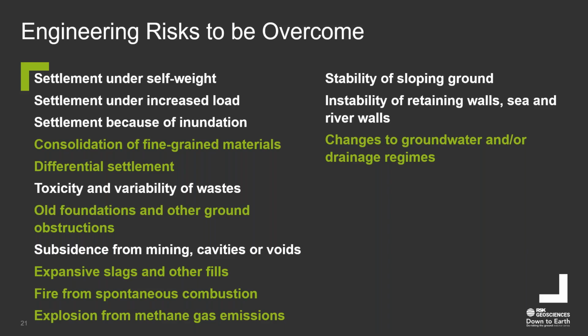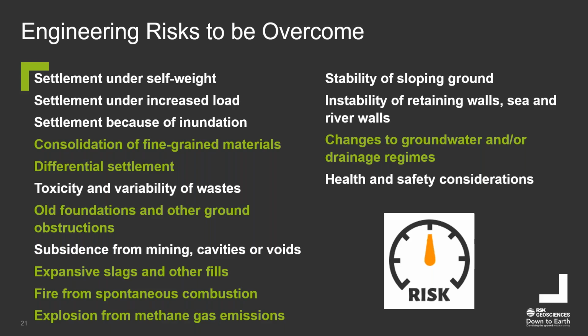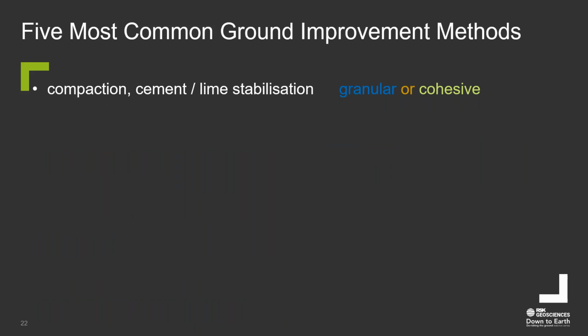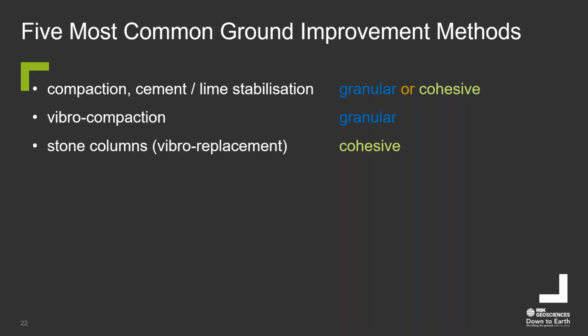And ultimately, all of these works are going to be carried out in a safe manner. So health and safety is absolutely crucial. The most important or the most common methods used, in my opinion, your earthworks, your compaction, your addition of cements, and these can be used on either granular or cohesive soils. Your vibrocompaction, the word compaction is really telling you it's a granular material. Stone columns, or sometimes called vibro replacement, is form a hole and replace it with stone. And primarily you're going to use that on cohesive material, but it can be used on granular.